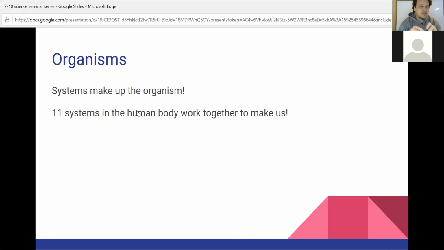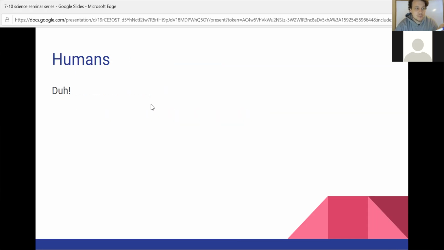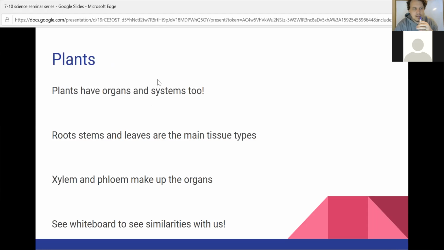So, yep, the systems make up the organism, and then we have 11 systems in the human body, which make us. Plants, same thing. They have organs, they have cells, they have tissues, which make up the plant, which is the organism. So obviously, we are an organism. You can have an organism, could be insects, could be anything. It's all going to have specialized cells, tissues, organs, systems.